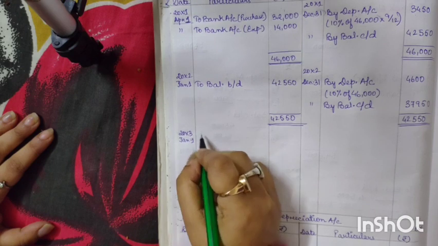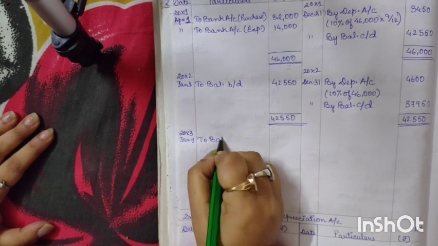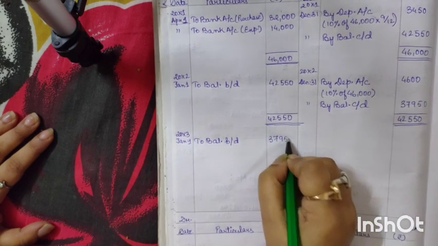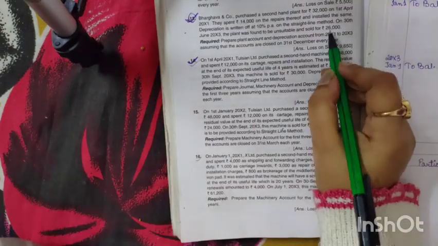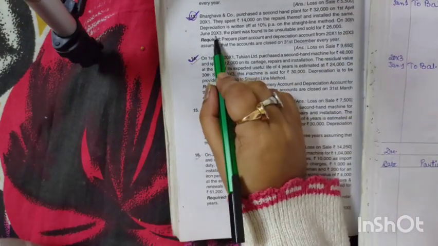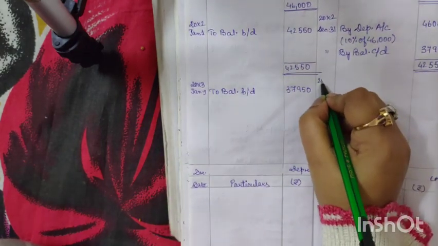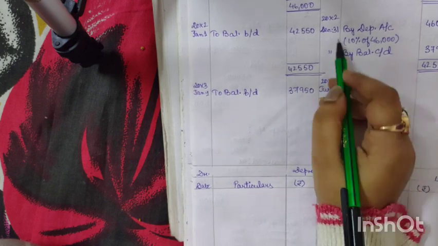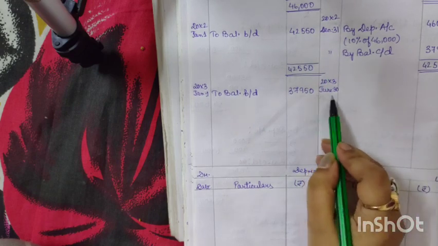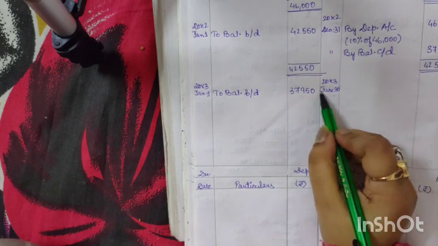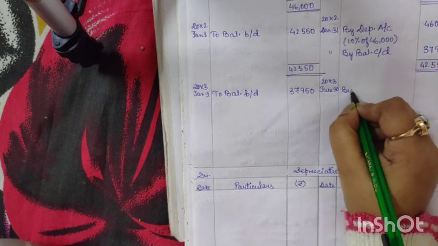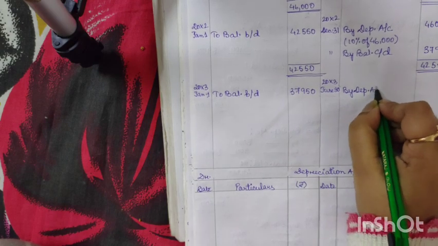January 1, to balance brought down 37,950. Now let's go back to the plant, since it was sold on 30 June 2003, so you have to charge depreciation till June 30. Now you can't take December 31st, because on June 30 the plant was sold. So we have to charge depreciation till it was sold. Okay. So by depreciation account.